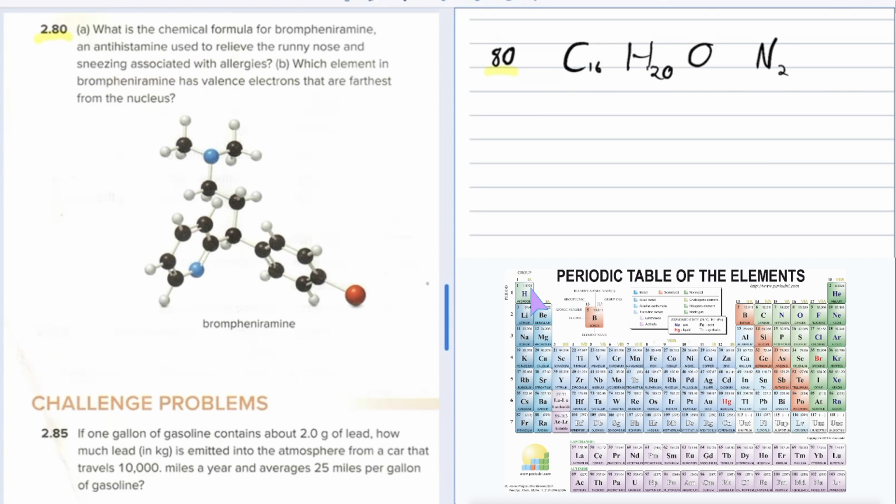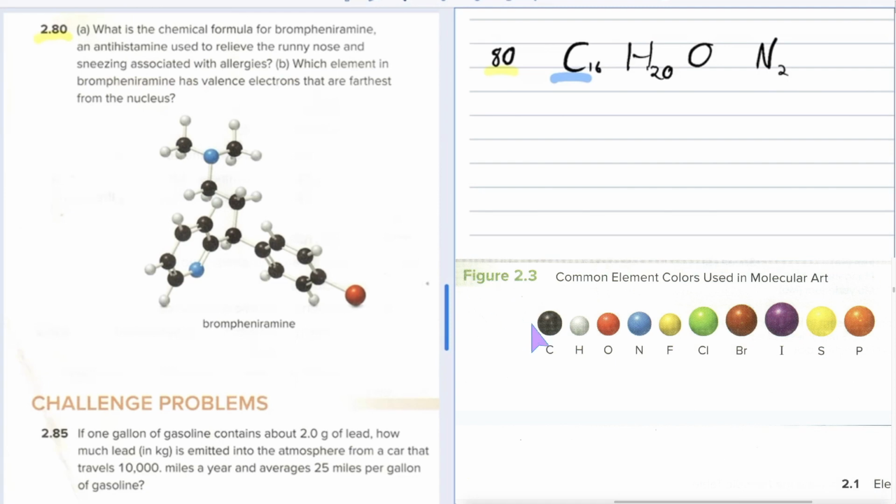I'm going to highlight that one. Right there, that would have valence electrons farthest from the nucleus. And looking at this, you can see this kind of tells you the size too. Look at the black ball. It's a little bit bigger than the other ones.